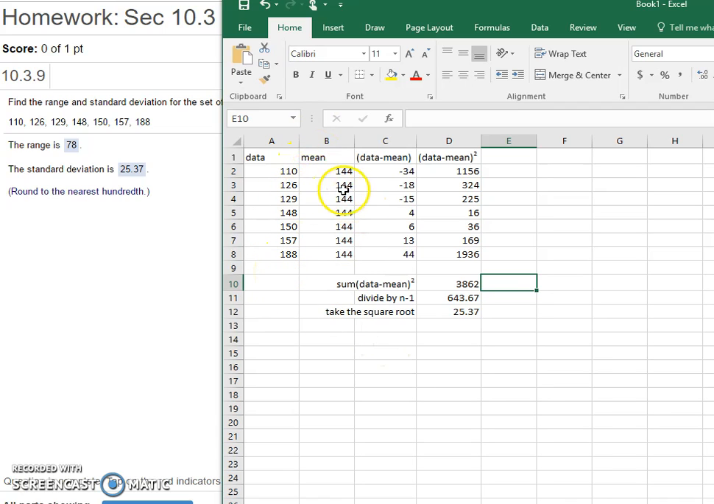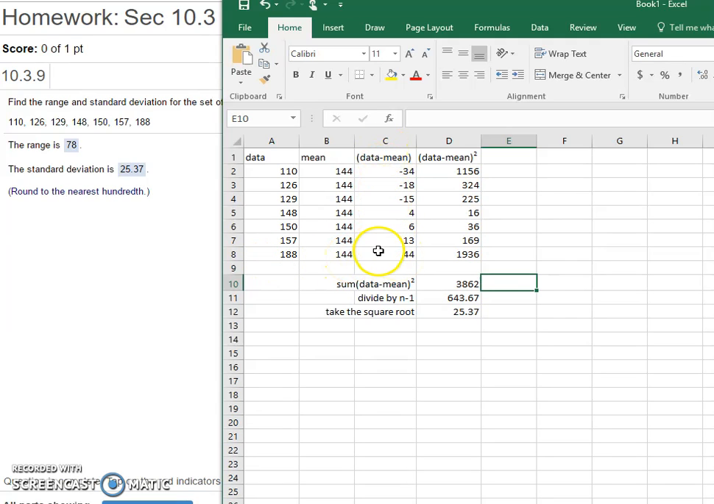I then calculate my mean and I write that straight down the second column. My third column, I'm going to subtract my data minus my mean. So 110 minus 144 equals negative 34. I then do that for the next data point. 126 minus 144, that's a negative 18. I do that all the way down to the last one, 188 minus 144, that's 44.